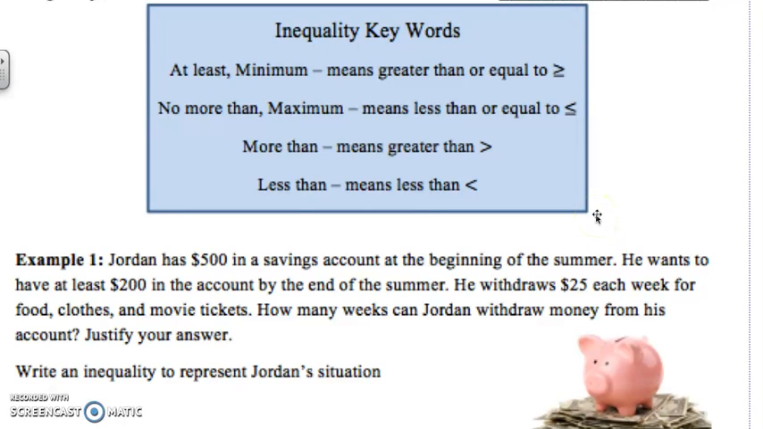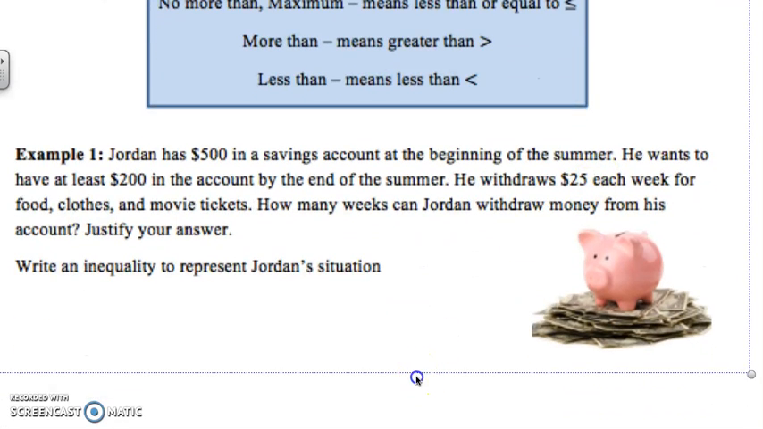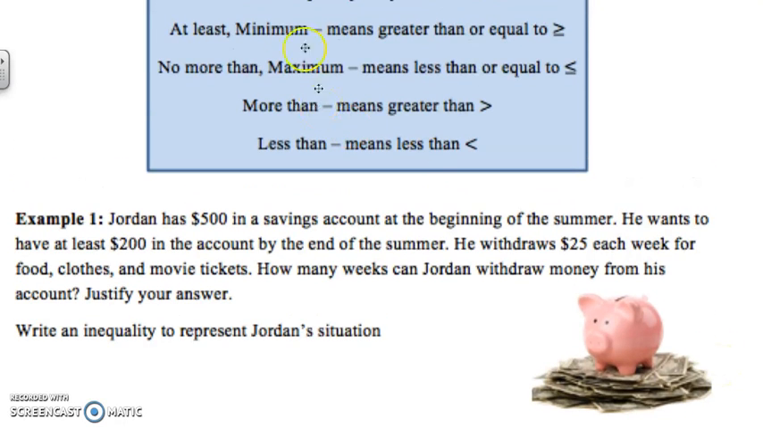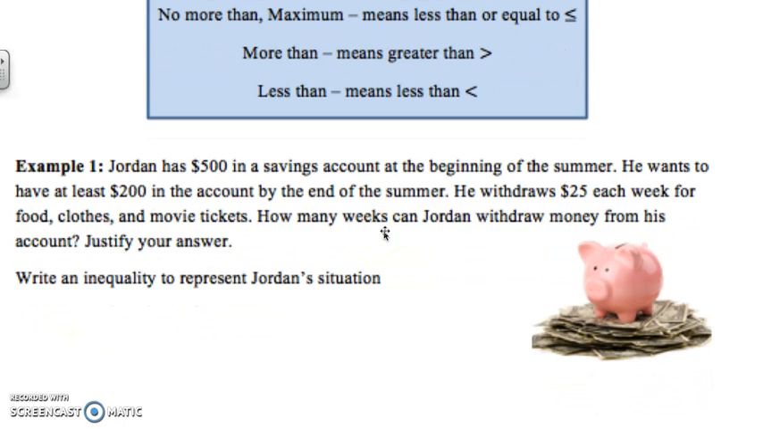All right, so same technique as last time. We're going to box some numbers, underline the question, and it might be really good if you can find these keywords in there to box them as well. So Jordan has $500 in his savings account. So I'm going to start by boxing that. At the beginning of the summer, he wants to have at least 200. So there's our keyword, at least 200 in the account by the end of the summer.